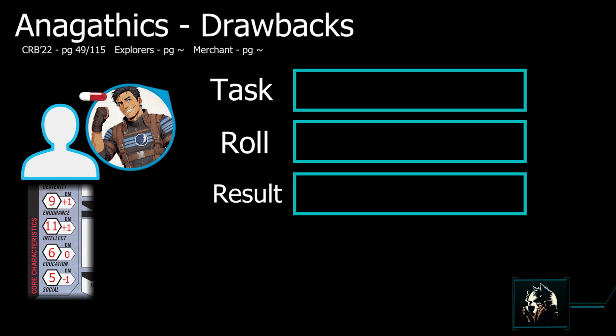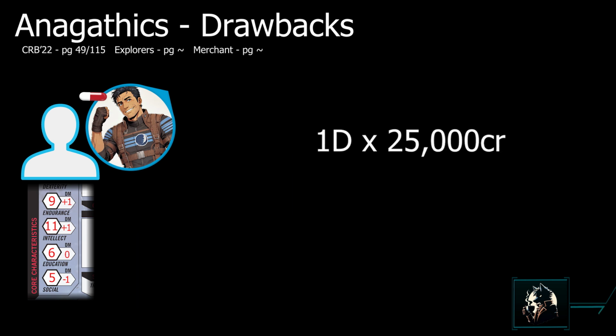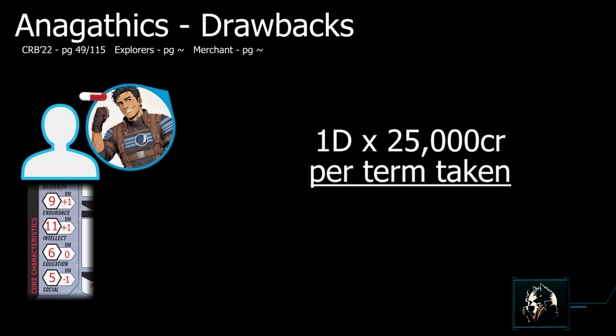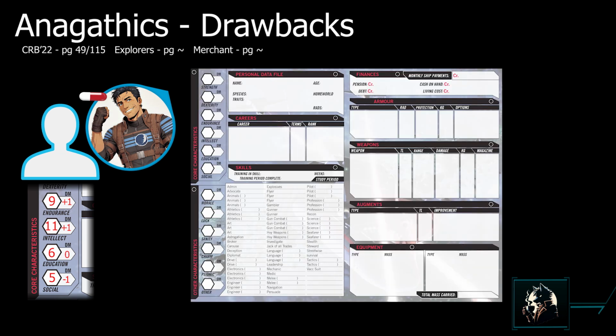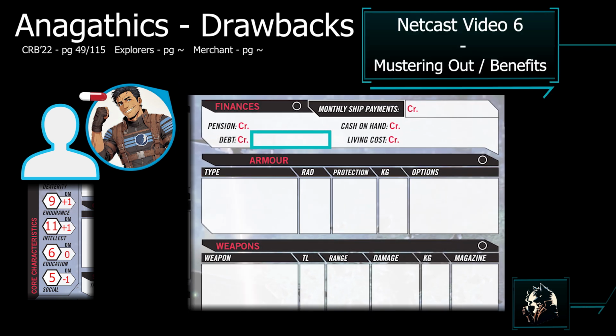There are 2 drawbacks to using anagathics. Travelers must now make 2 successful survival rolls per term, as finding a supplier of the illegal drug and the biochemical effects of the drug itself put a lot of stress on the traveler. If either of those survival rolls fail, the traveler has a mishap. On top of that, the drug costs 1d times 25,000 credits for each term that the traveler uses it. This cost is added to the debt section of your traveler's character sheet, but can be reduced later with cash benefits gained during mustering out.